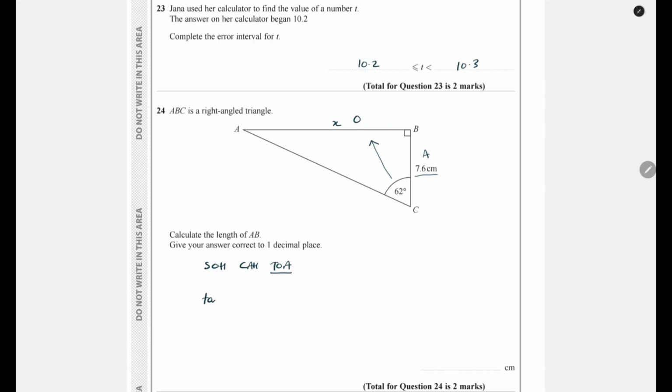So tan of the angle 62 is equal to opposite, which is X, over adjacent, which is 7.6. And so we rearrange this equation to make X the subject. That's X is equal to tan 62 multiplied by 7.6. And if you put that into your calculator, you'll get 14.3. So the length AB is 14.3 centimeters.